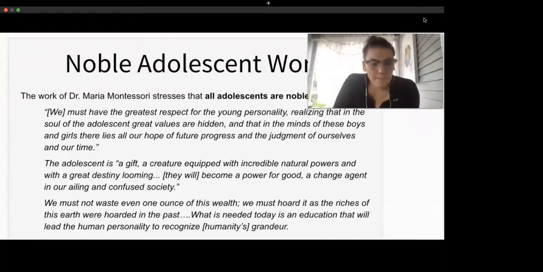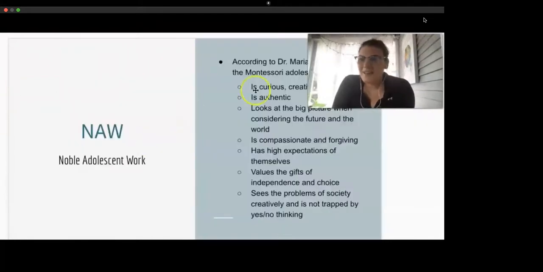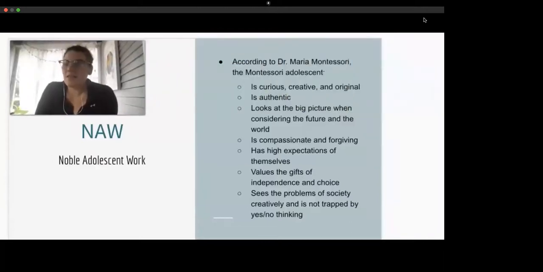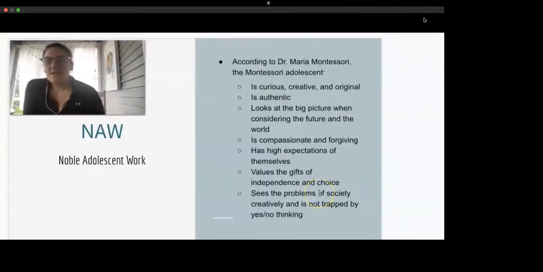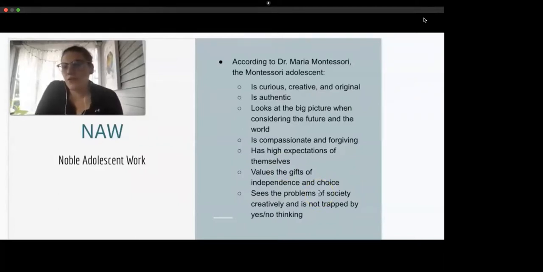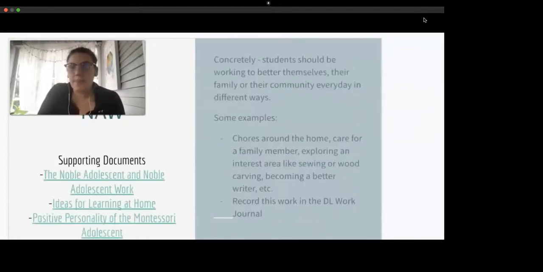So, what does that mean? Noble adolescent work. The adolescent is curious, creative, original, authentic, sees the big picture, looking for the future, compassionate, forgiving, has high expectations of themselves, values independence and choice, and sees the problems of society creatively, and is not trapped by yes and no thinking, that binary. So how we encourage that right now, here are some supporting documents that you can click on and read at your leisure.